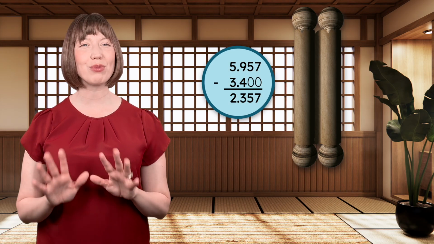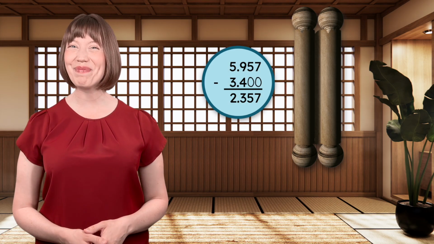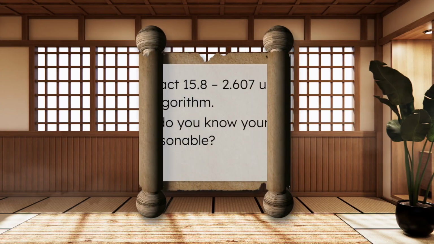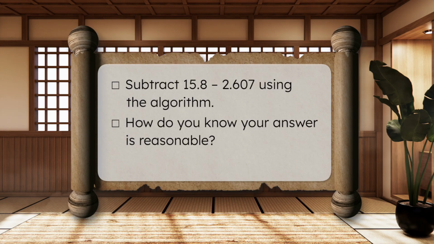It's challenge time. Complete it to finish the first part of your training and get one step closer to earning the Subtracting Decimals badge. Subtract 15 and 8/10ths minus 2 and 607 thousandths using the algorithm. How do you know your answer is reasonable?